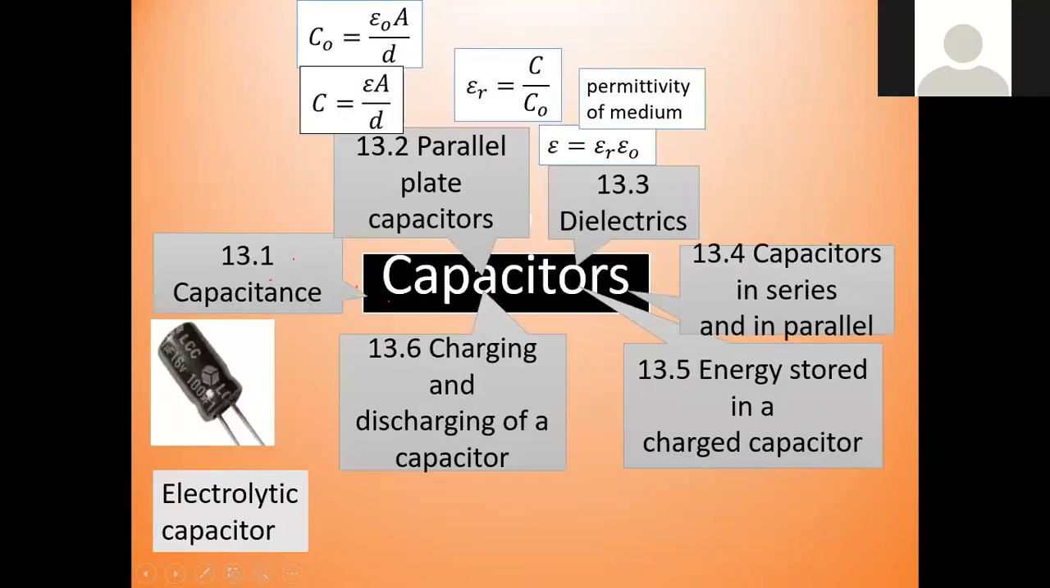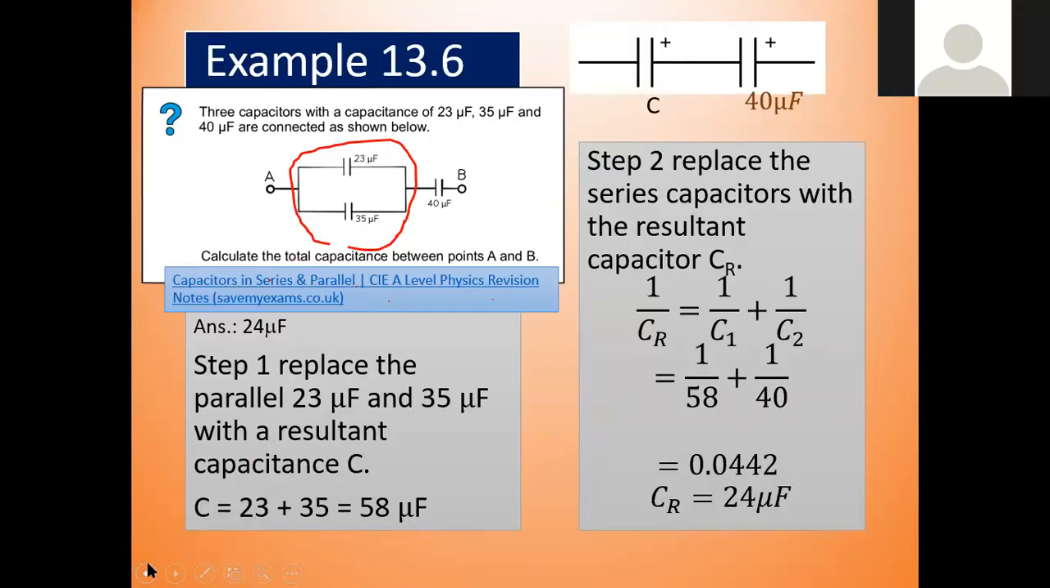Do you know what I did? To be honest, I did the opposite. I did 1 over 23 plus 1 over 35, I found the C and then I added 40. This is not resistance. This is capacitance. When it's parallel, you add. When it's series, you take the reciprocal.